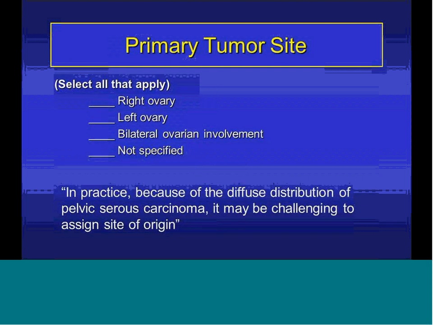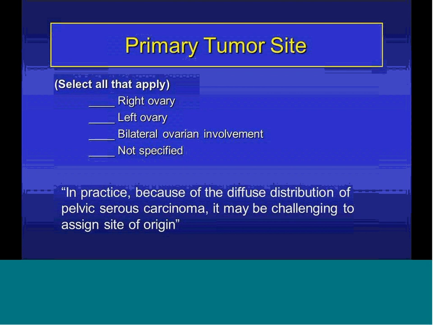Primary tumor site. This would seem simple on the face, but often not as easy to do in practice. The checklist asks you to determine whether it's a right ovarian tumor, a left ovarian tumor, bilateral ovarian, or not specified, which I take to mean you can't tell. Often because of the diffuse distribution of pelvic serous carcinoma, it can be really challenging to assign a site of origin. However, the good news is that clinically it may not matter.